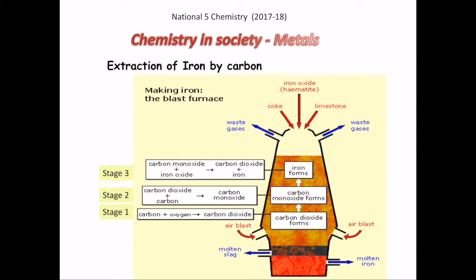Next, we will talk about extraction of iron. And as you remember, iron comes in the second group, where generally metal oxide is heated with carbon to extract the respective metal. So we are extracting iron by using carbon. And for this, we need a blast furnace. So as you can see in this figure, we have a blast furnace here.